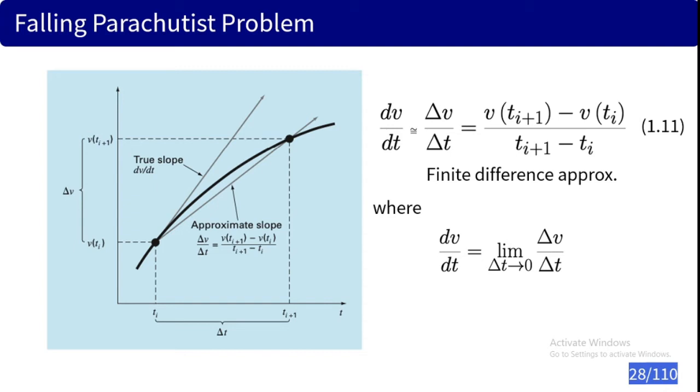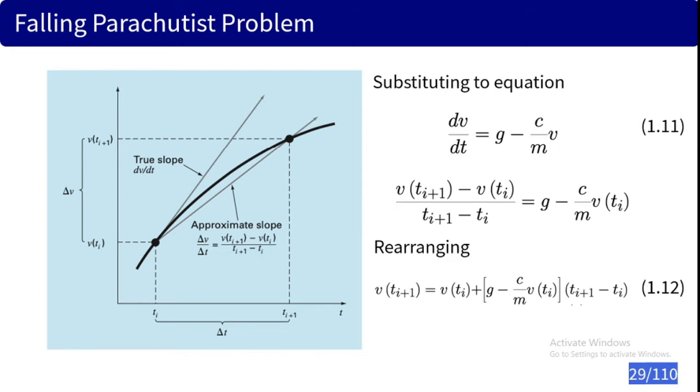Okay. So here, the derivative of velocity with respect to t as delta t approaches 0 is the value of this expression for dv over dt.